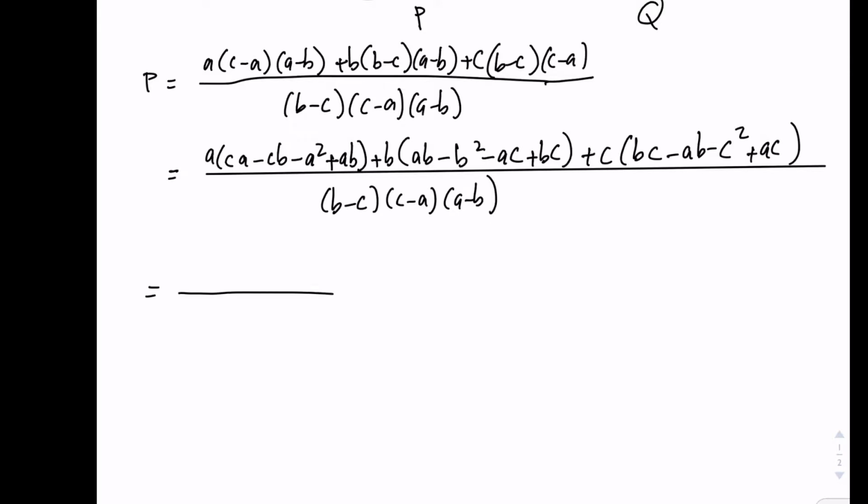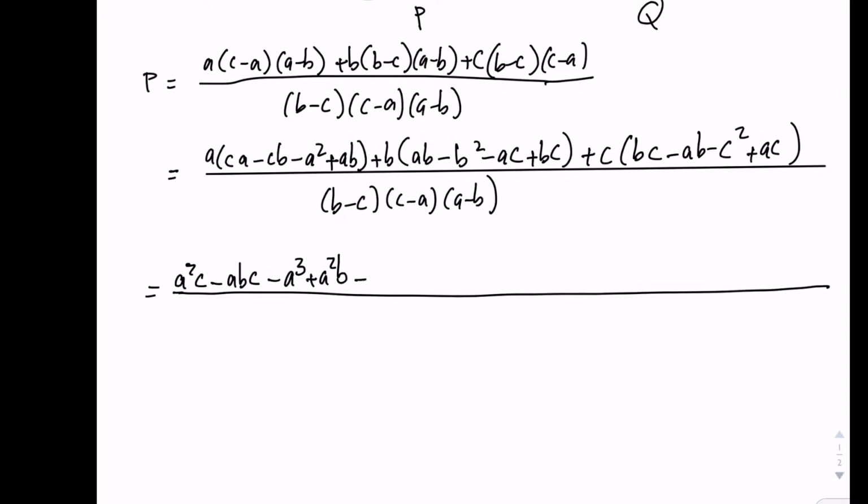And then we can further expand the numerator of P to get A squared C minus ABC minus A cubed plus A squared B plus AB squared minus B cubed minus ABC plus B squared C plus BC squared minus ABC minus C cubed plus AC squared. We still don't touch the denominator and keep it as is.